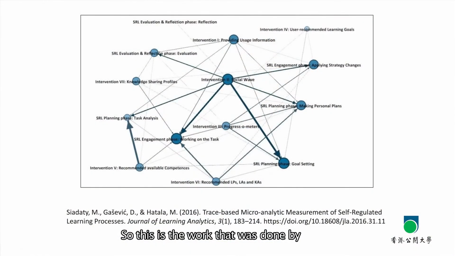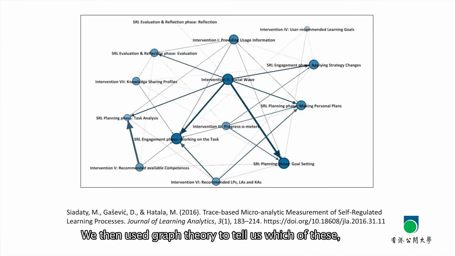So this is the work that was done by one of my PhD students several years ago, in which she looked into the different types of processes of self-regulated learning and how they were influenced by particular types of interventions that were proved and incorporated in the environment. We then used graph theory to tell us which of these interventions were most important or influential on different types of self-regulated learning processes.